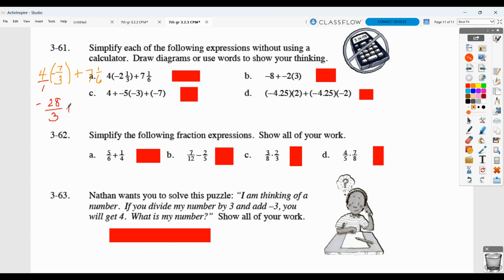You could, if you wanted to, change the 7 and 1/6 to, again, a fraction greater than 1, which would be 43/6. You don't have to, but you could. And then you're going to need to show that you get a common denominator. Well, the common denominator would be 6. So you'd have, multiplying by 2 top and bottom here, negative 56 over 6 plus 43 over 6.